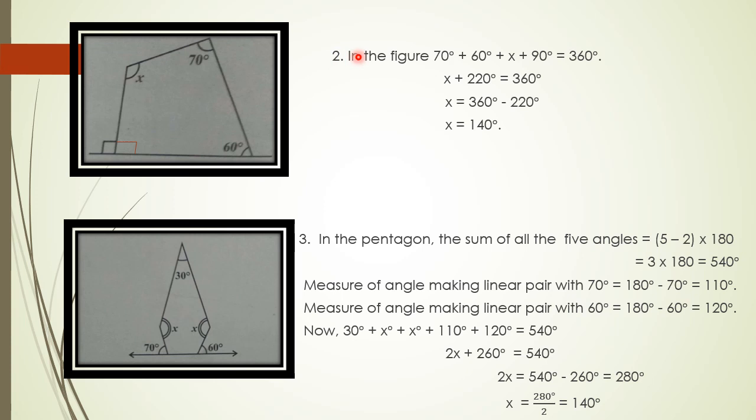So we can write in the figure 70 degrees plus 60 degrees plus x degrees plus 90 degrees is equal to 360 degrees. All these 4 angles make 360 degrees. So 70 plus 60 plus 90 is equal to 220. So x plus 220 is equal to 360 degrees. Therefore x equal to 360 minus 220 is equal to 140 degrees.